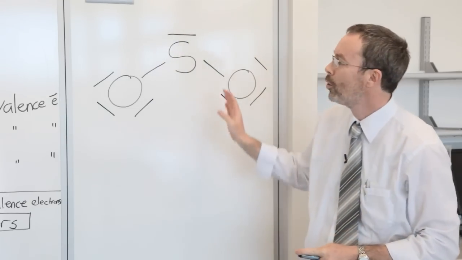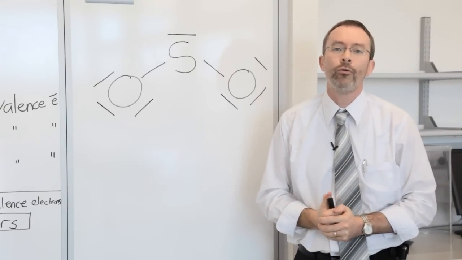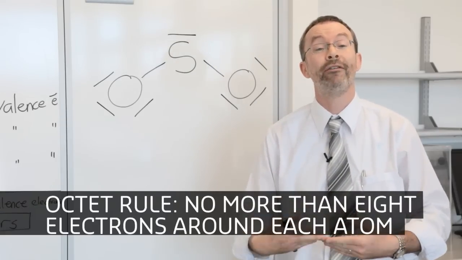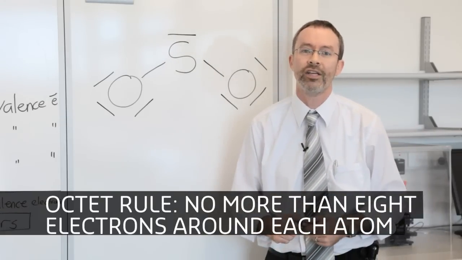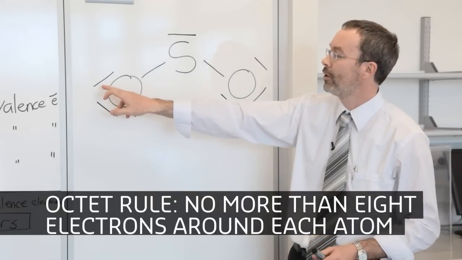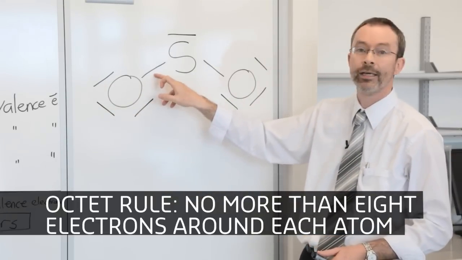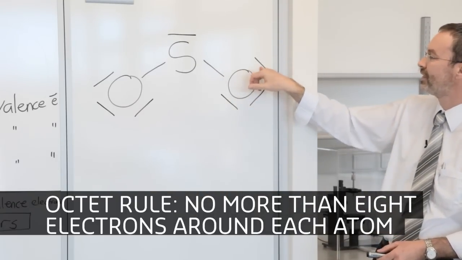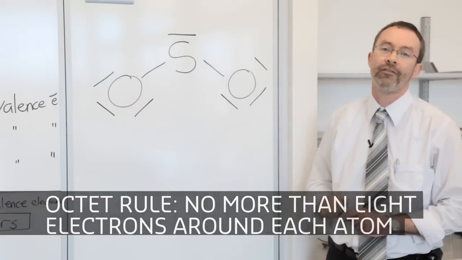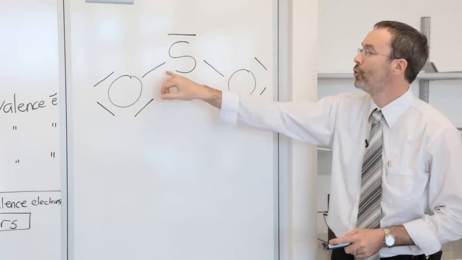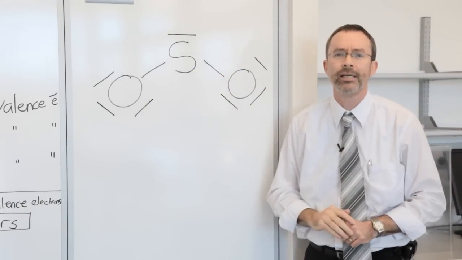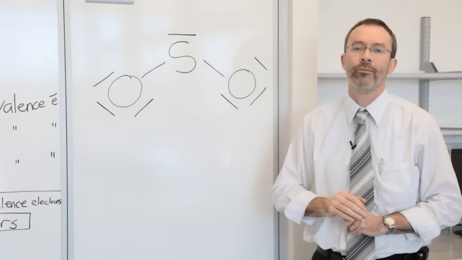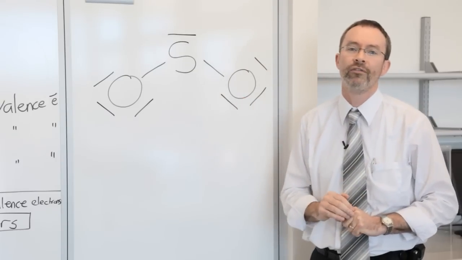When we look at this structure, we need to see whether or not we have satisfied or violated the octet rule. The octet rule tells us that we should have a total of no more than 8 electrons around each atom. We can see in the oxygen we have 2, 4, 6, 8. So the octet's okay for the oxygen. Over here for this oxygen, 2, 4, 6, 8 electrons. The octet's okay for that. For the sulfur, we have 2, 4, 6. That doesn't seem to be something that we want to worry about too much for the moment because the peripheral atoms are okay, but we might have to come back and revisit it.